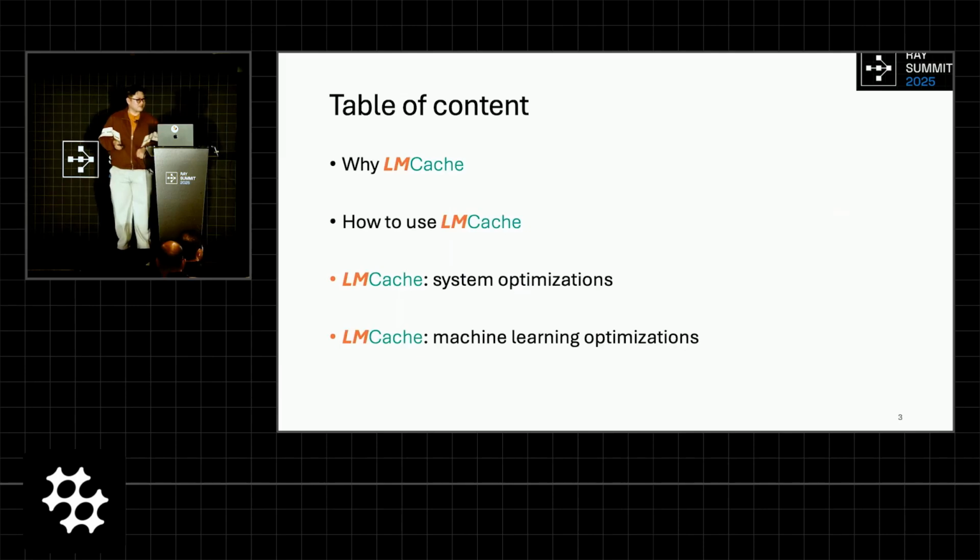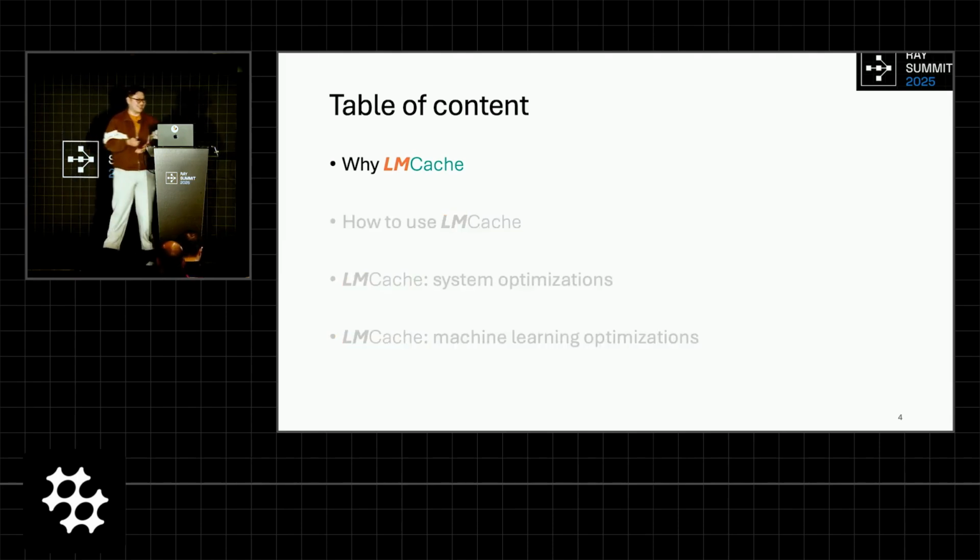Let's start. Okay, so here is the table of contents. The first question is why LMCache? Why do we need such a thing for the LLM inference era? The second question is how to use LMCache, the usage. The third part will be the system optimizations that we have already built. And the fourth part will be more on the machine learning optimizations plus system optimizations that we are currently building.